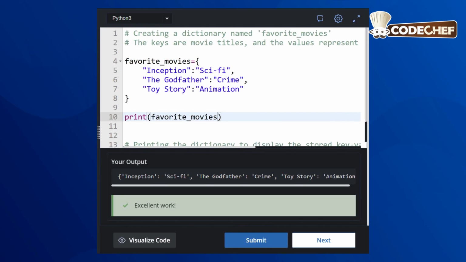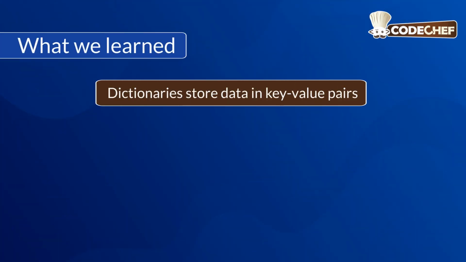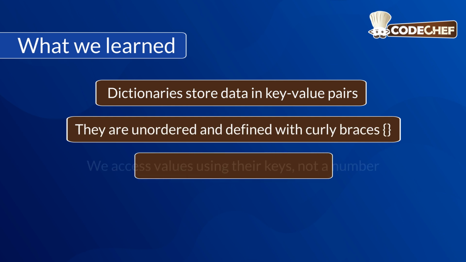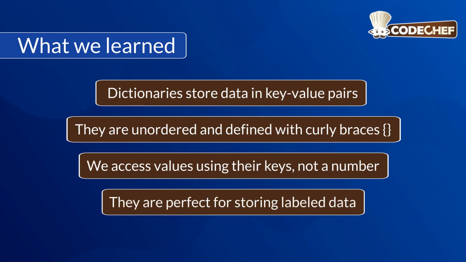Nicely done. Let's quickly recap what we learned. Dictionaries store data in key-value pairs. They are unordered and defined with curly braces. We access values using their keys, not a number. They are perfect for storing labeled data.